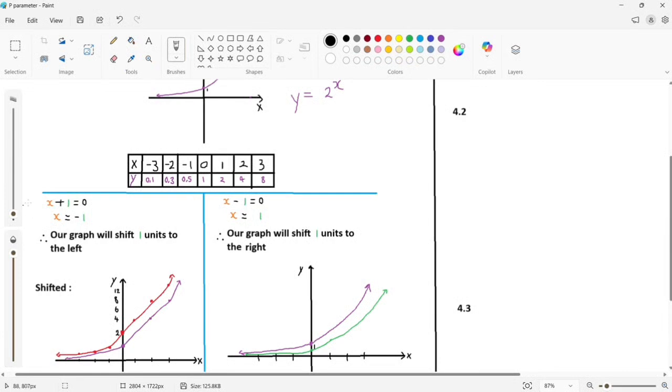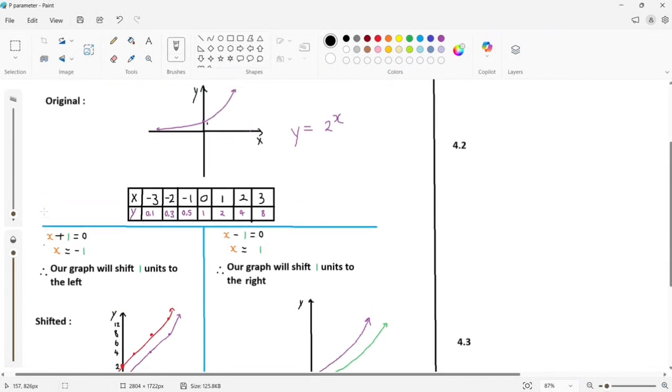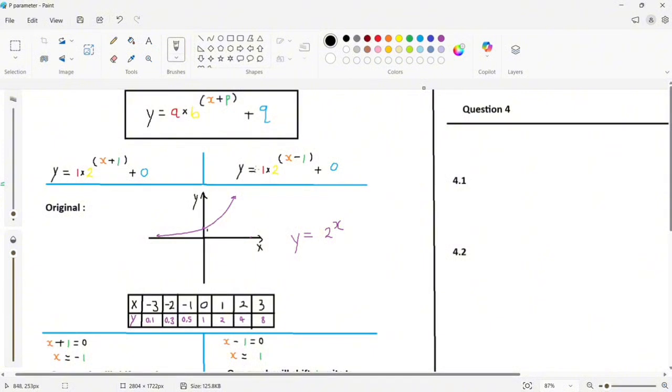That is very important. So how do I know that it has shifted to the left? Don't be confused. Remember, if we have x + 1 in the parentheses, you set x + 1 equal to 0, thus x = -1. That means our graph will shift 1 unit to the left. The entire thing will move 1 unit to the left.